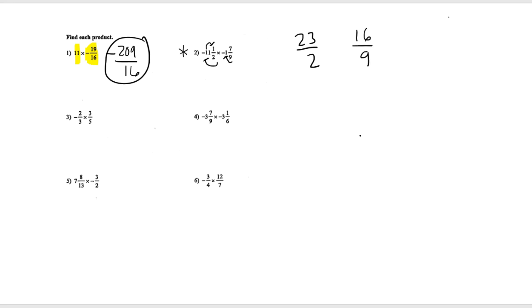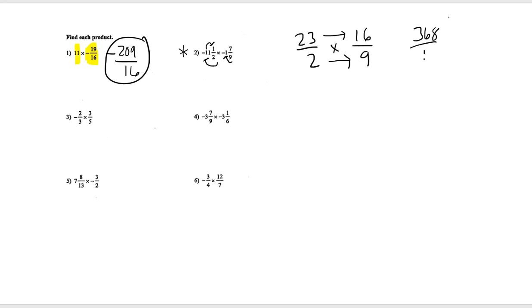Now we've changed both of these to improper fractions. We're just going to now multiply them together. We're going to figure out the sign of our answer after we've done this multiplication. So remember, to multiply fractions, you do top times top over bottom times bottom. 23 times 16 is 368.